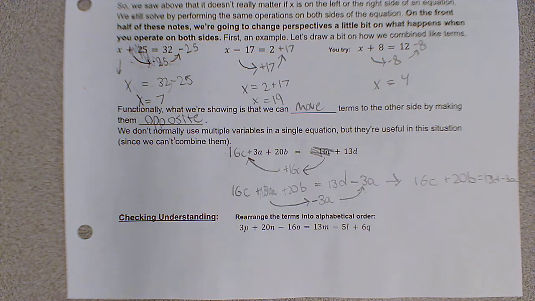I want you to do something similar in this checking understanding. I want you to rearrange all those letters so that they are in alphabetical order. That will require you to not only move them across the equal sign by flipping the sign, but also using our combining terms rules to rearrange the terms so that they wind up in alphabetical order. Once you're done, we can flip over to the back.